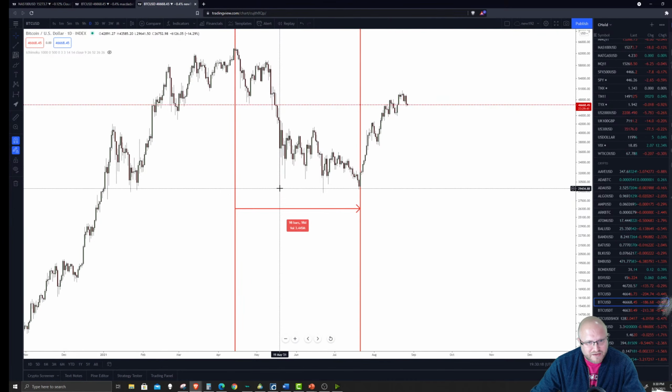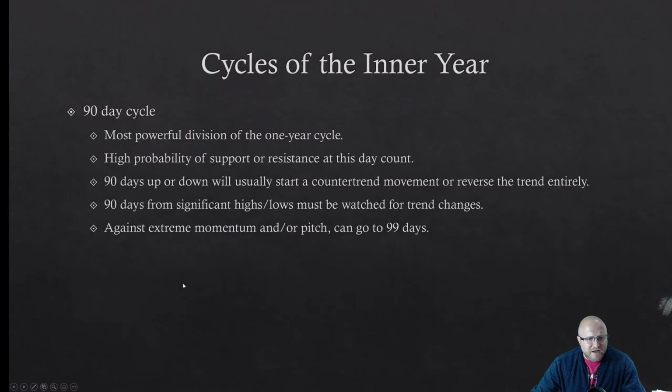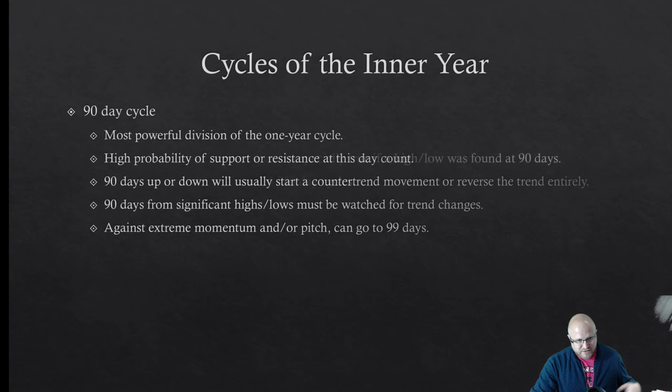So we had this big flash move down here in May. Fast forward into 90 to 99 days, where are we at? Where we are right here. So that's a 90-day cycle. Those are the most important ones. High probabilities of support and resistance being found there. You should watch for trend changes, essentially.